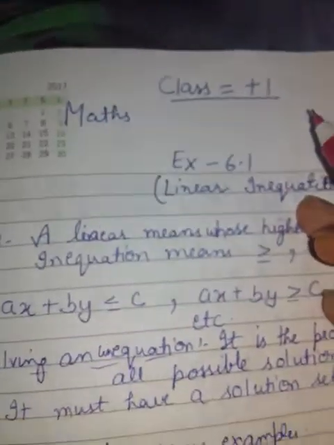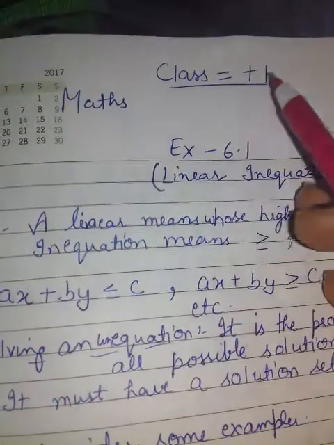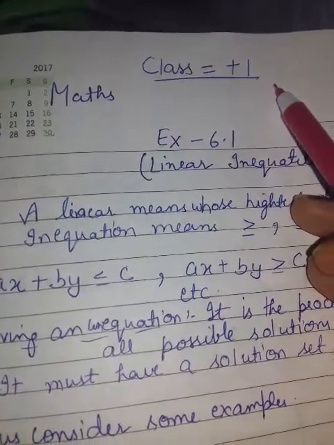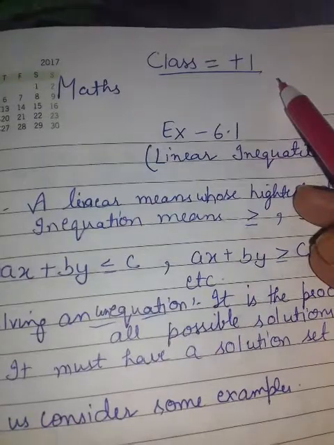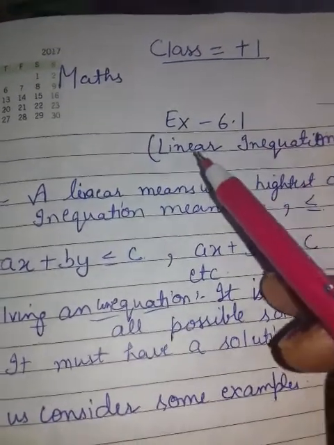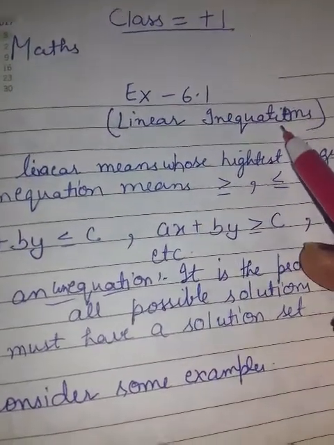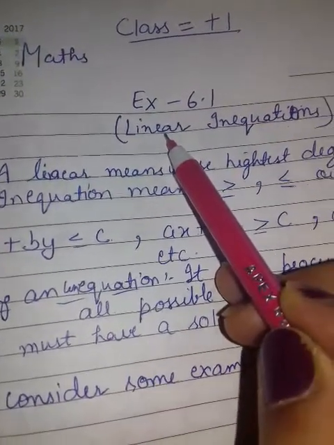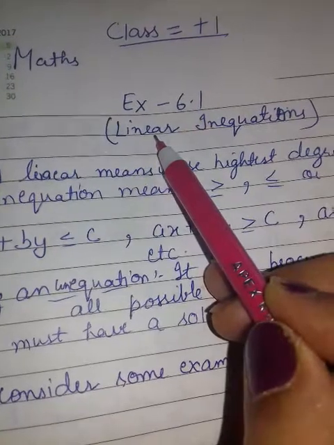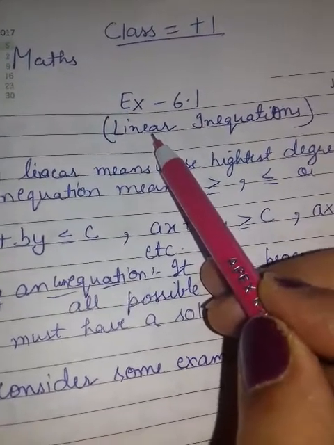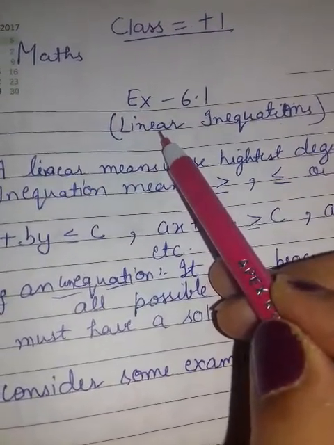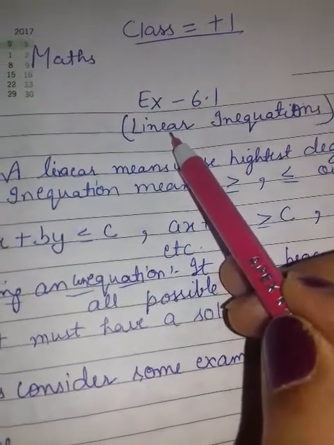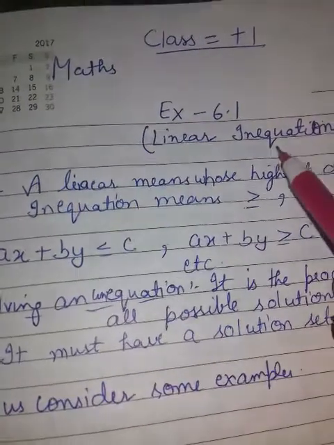Hello friends, let us discuss the concept of class 11 chapter linear inequations. Firstly, before doing this concept, I want to tell the meaning of linear inequation. You know what linear is: the highest degree of the variable is 1. Variable means x or y. There can be two variables also, or one. But linear means highest degree is 1.